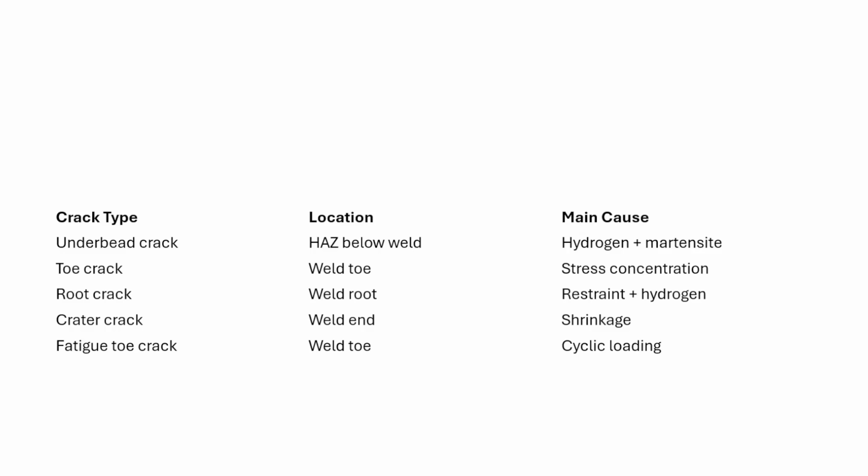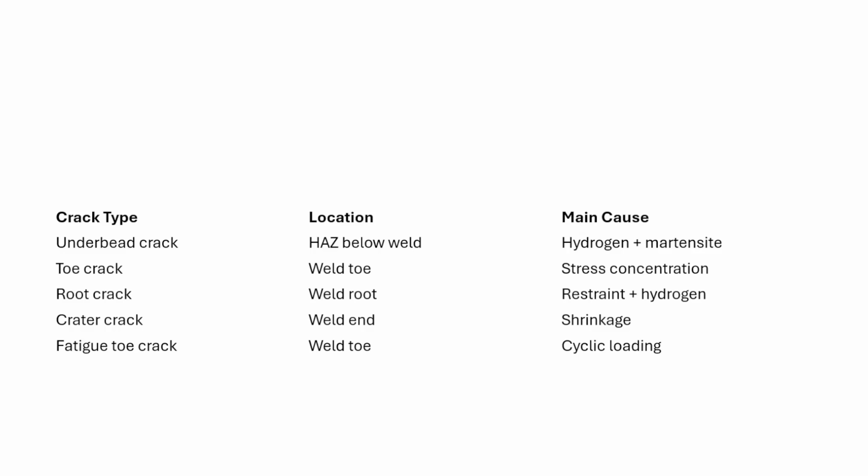Underbead cracking will happen at the HAZ below the weld. The main reason is that hydrogen plus martensite are both present. Next, toe cracking. It happens at the weld toe between the weld bead and the workpiece. It is due to stress concentration. Root cracking is at the weld root, due to restraint and hydrogen presence.